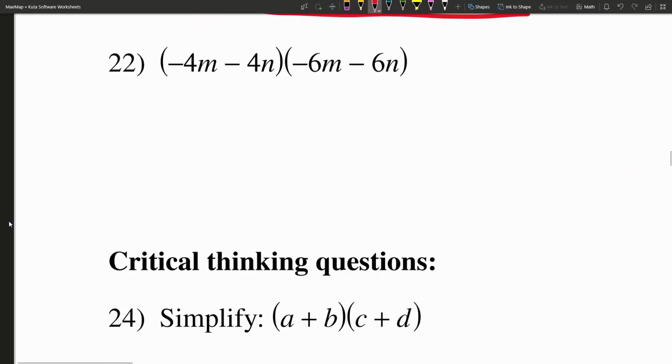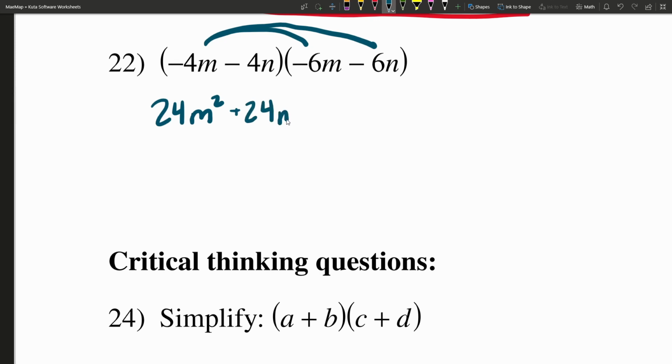Moving on to number 22, I'm back with binomials, so a few less steps than multiplying those trinomials together. Starting with my first term, distributing that through, negative 4m times negative 6m is a positive 24m squared. Negative 4m times a negative 6n is going to be a positive 24mn.